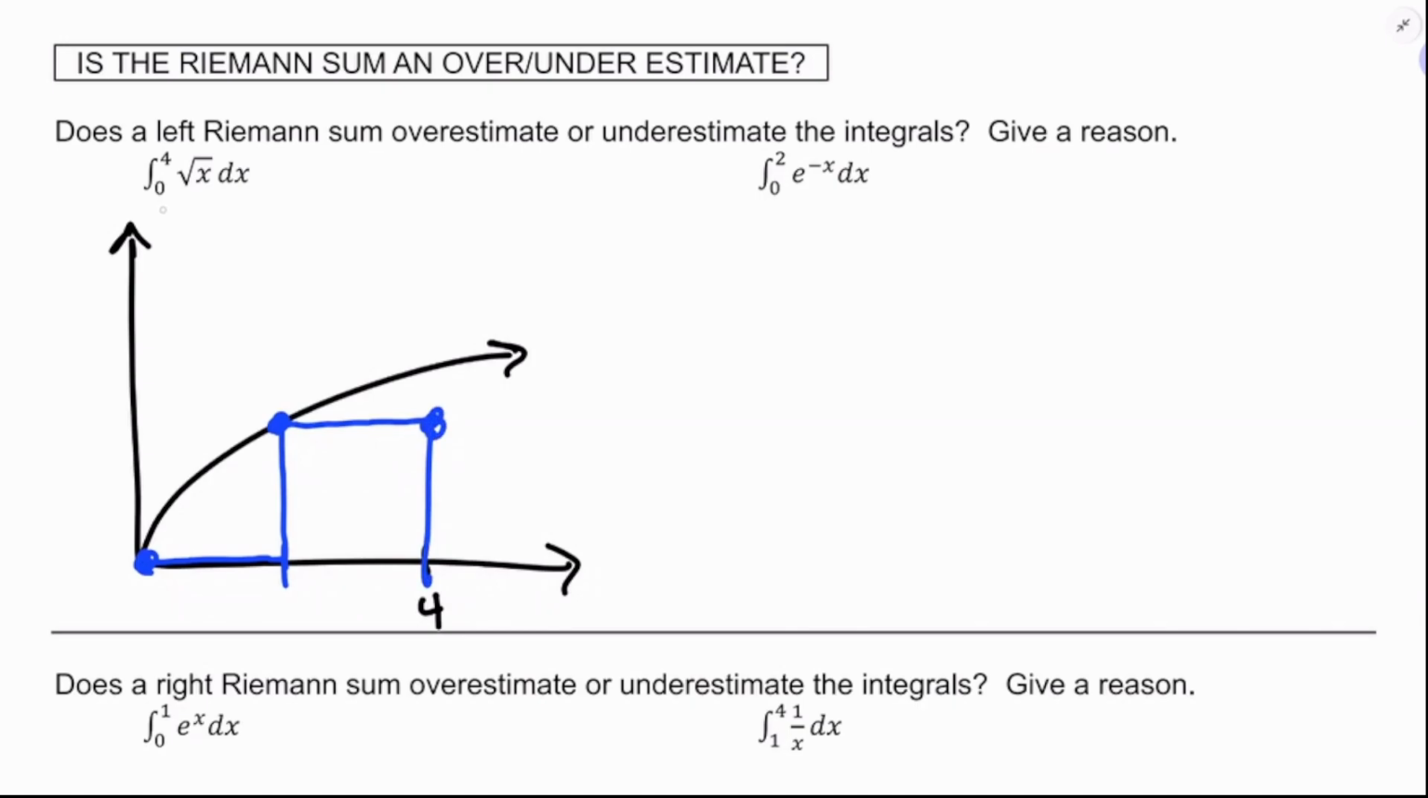So I'm going to say underestimate, and I'm going to hope that the same thing applies for e to the negative x. Oh, whoops, no, it's not going to be. So I'm going to say under here.